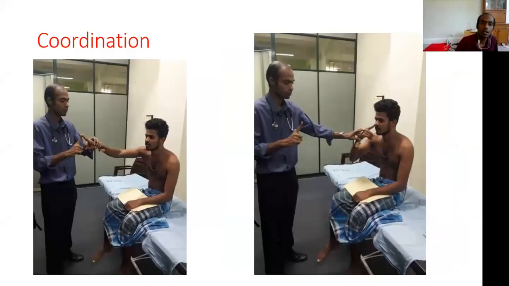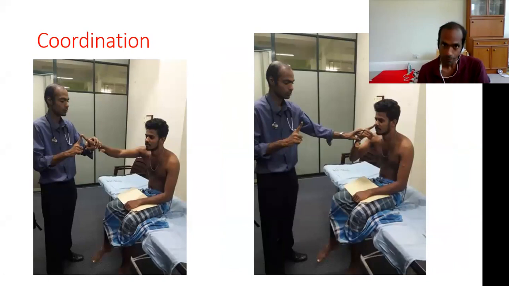Okay. So we have done the inspection, tone, power, reflexes, and then we go to coordination. Coordination is basically tested by the finger nose test. So that's how you check for coordination.